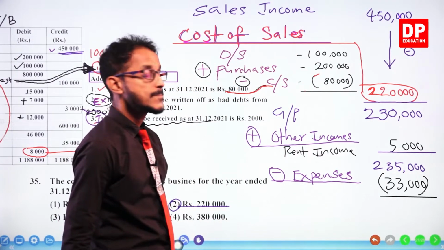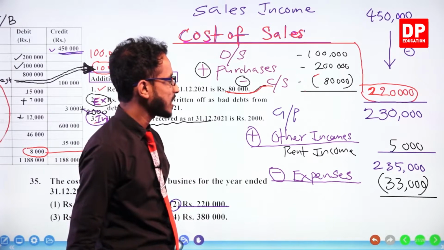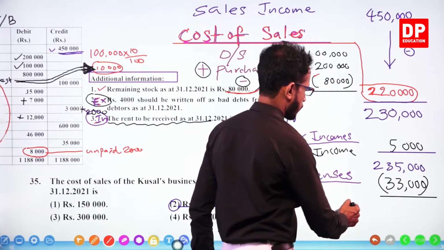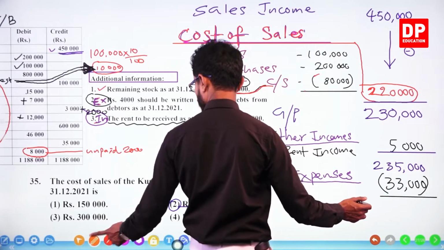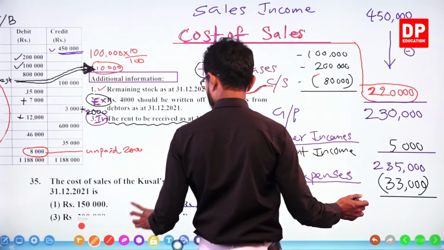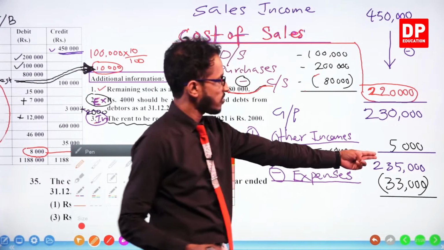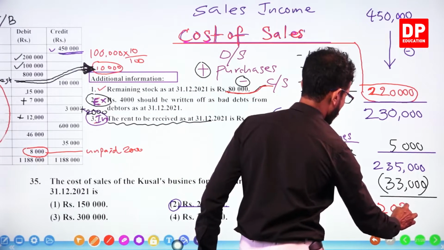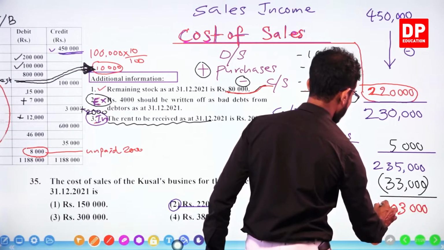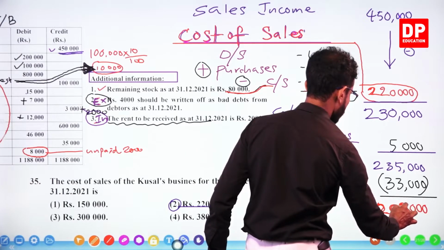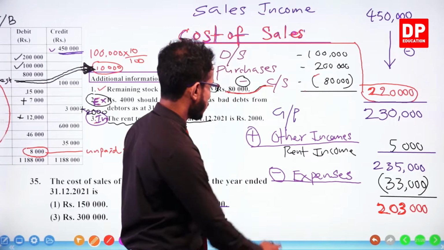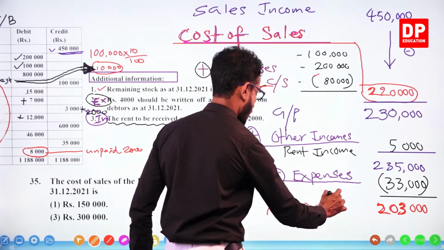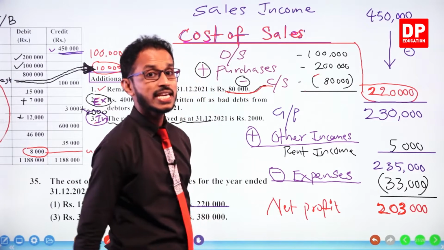235,000 minus expenses, 33,000. The answer is how much? 235 minus 33 is 203,000. That is the net profit, or profit of the year, profit for the period.